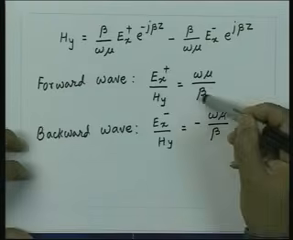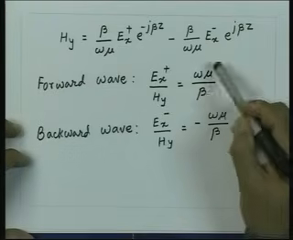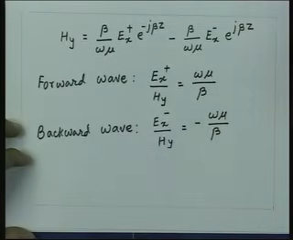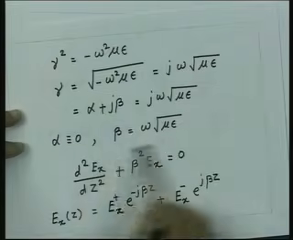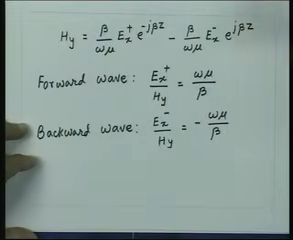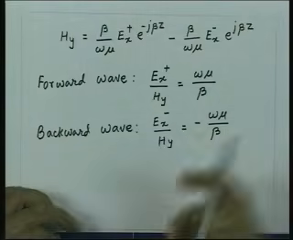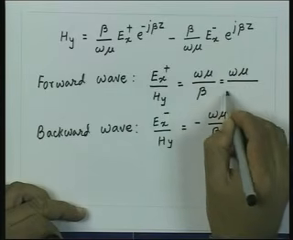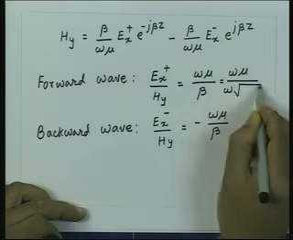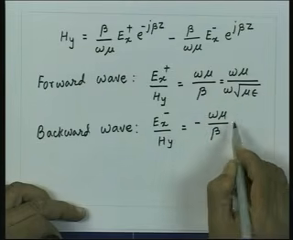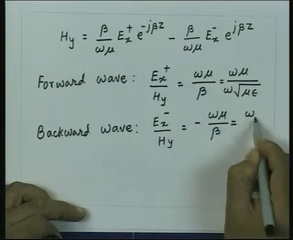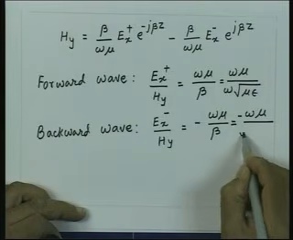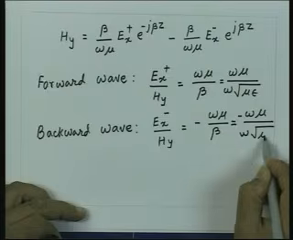I can substitute for this beta, which is the phase constant, and as we saw earlier, this is omega square root mu epsilon. So, I can take this value of beta and substitute into this. So, this quantity will be omega mu upon omega square root mu epsilon, and for the backward wave it will be minus omega mu upon omega square root mu epsilon.